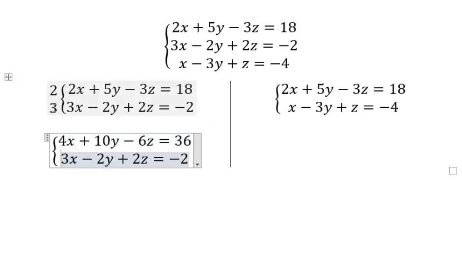Then I multiply the other numbers. 3 times 3, that will give me 9. Minus 2 times 3, that will give me minus 6. 2 times 3, that will give me 6. And negative 2 times 3, that will give me negative 6. Okay.